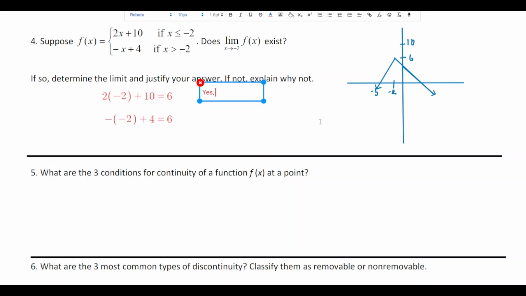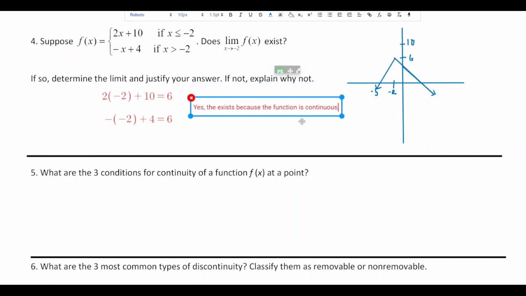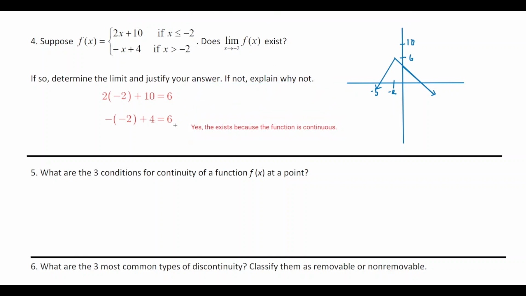Yes, the limit exists because the function is continuous. Okay, it's actually continuous for all real numbers. So that's enough to say that the limit as x approaches anything will be defined, as long as we're not talking about infinity here.